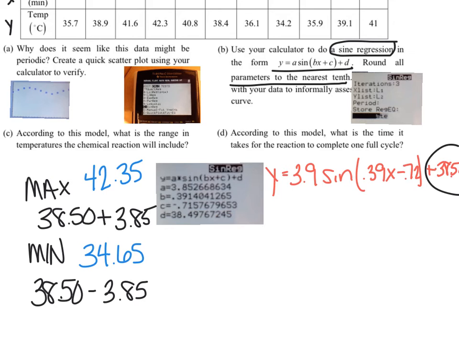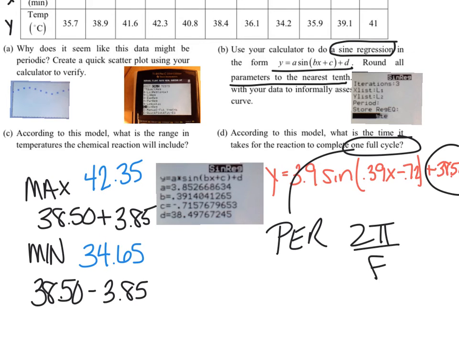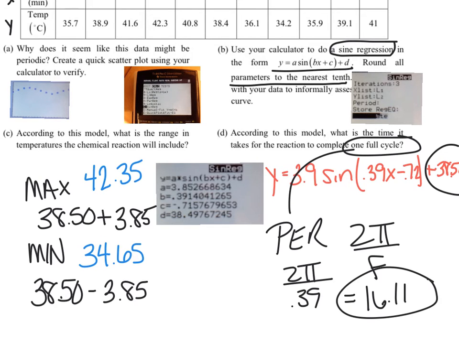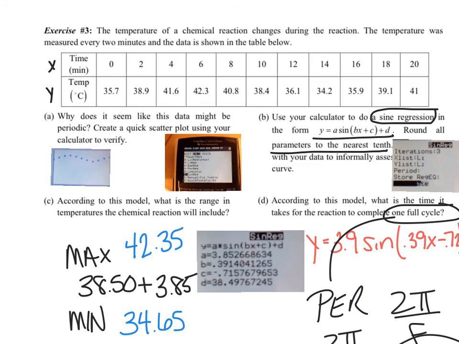According to our model, what is the time it takes to complete one full cycle? Well, remember, that one full cycle is the definition of period. What is the period? Well, that's 2 pi over my frequency. So in this case, that's 2 pi over 0.39. And if I type that in, I get 16.11. So does that make sense? Does it approximately look like 16.11 where it repeats? Well, look. From 35.7 back to 35.9, I would agree that looks like one complete cycle.